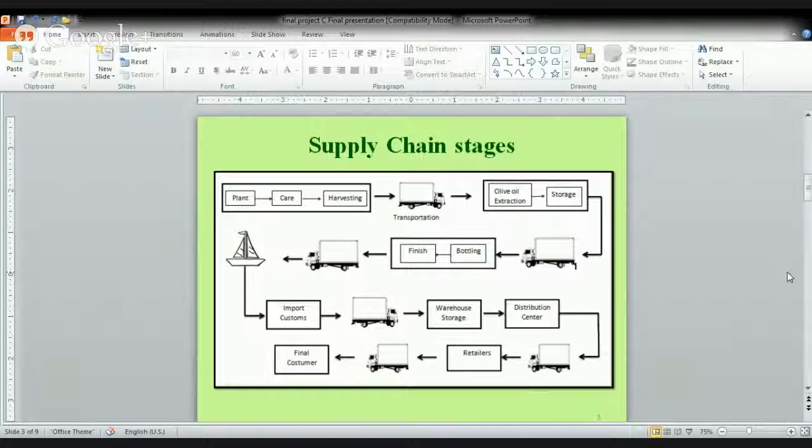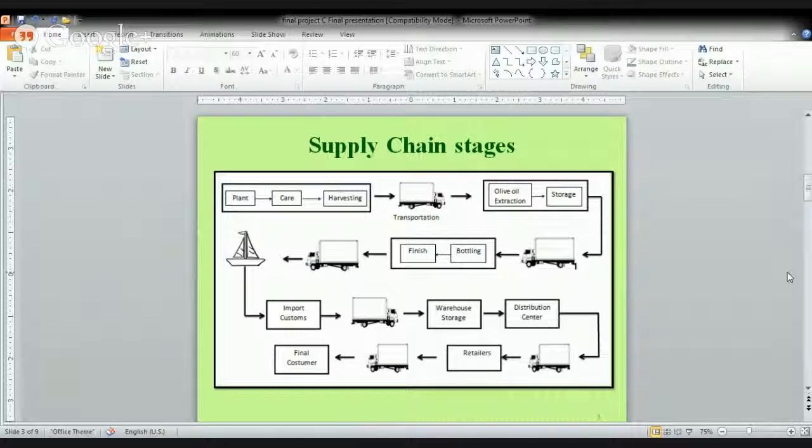Now, we've talked about why olive oil. Now we're going to talk about the supply chain stages of olive oil. In order to successfully introduce Moroccan olive oil to US consumers, the final product must go through many supply chain stages that start with planting olive trees, caring, harvesting, transporting, olive extracting, bottling, warehouse storing, etc., including distribution, all the way down to the customer's hand. However, all these stages are categorized under four phases, which are production, processing, distribution, and marketing.